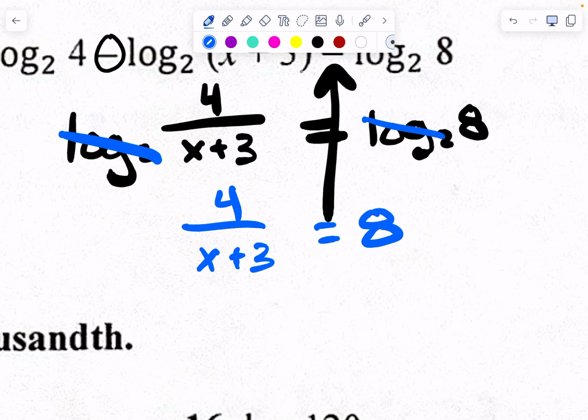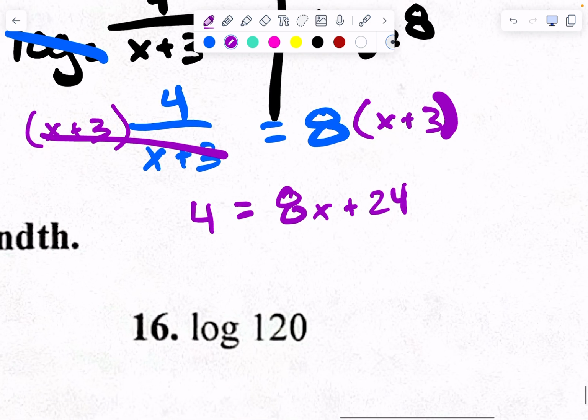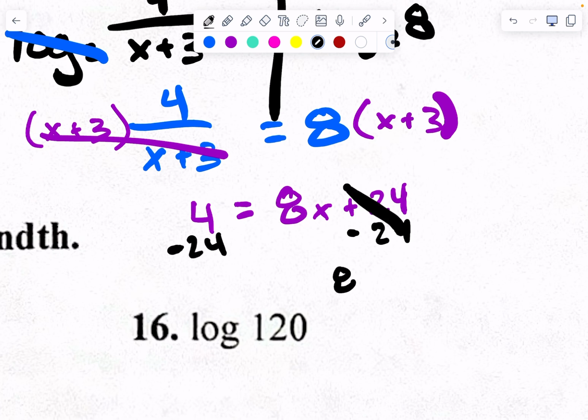Now what? Multiply by x plus 3. Yeah, let's multiply the x plus 3 over. Am I going too fast? No. Okay, so 4 equals 8x plus 24. Now what? Divide by 8. Nope. Subtract. Subtract the 24 first. Okay, 8x equals negative 20, and then divide by 8.